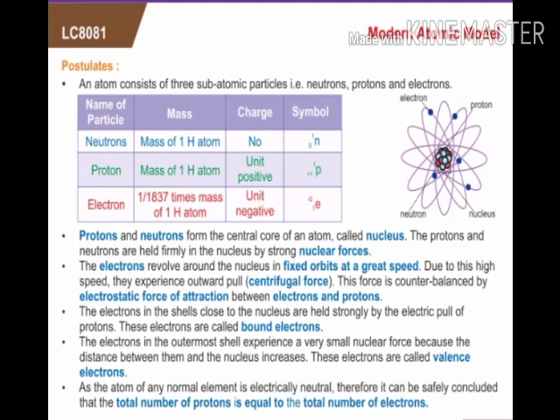The protons and the neutrons are bound firmly in the nucleus by strong nuclear forces. The electrons revolve around the nucleus in fixed orbits at a great speed. Due to the high speed, they experience outward pull or centrifugal force. This force is counterbalanced by electrostatic force of attraction between electrons and protons.